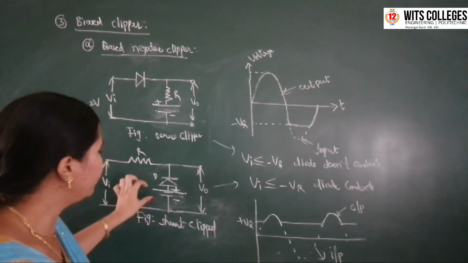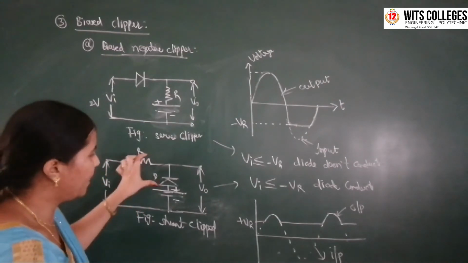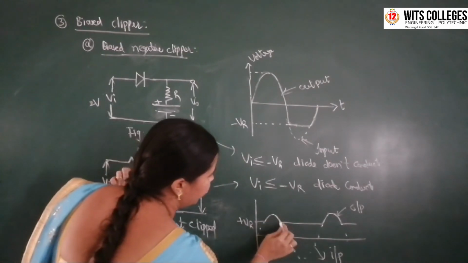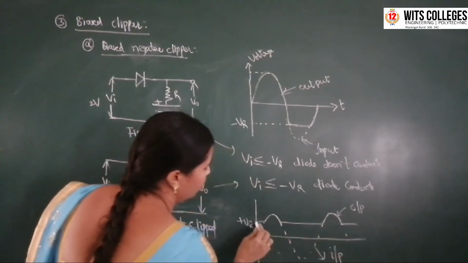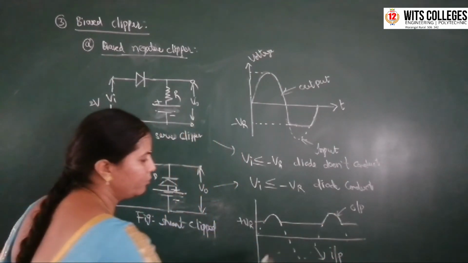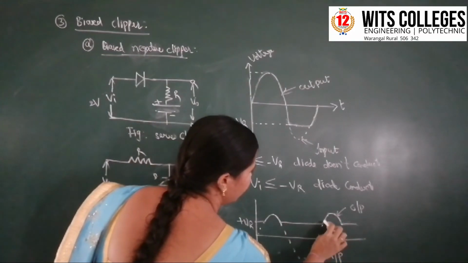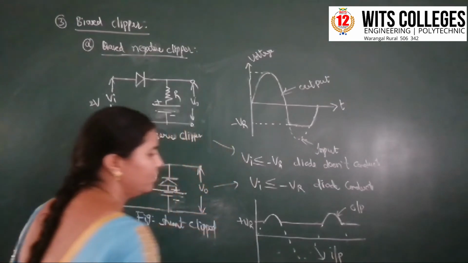Okay? So here we are changing the polarity like this. What will happen here? The signal will look like this. Only the positive half cycle of the signal is going to be clipped off. During the negative half cycle there is no clipping. Only at the positive half cycle the signal is removed right here.